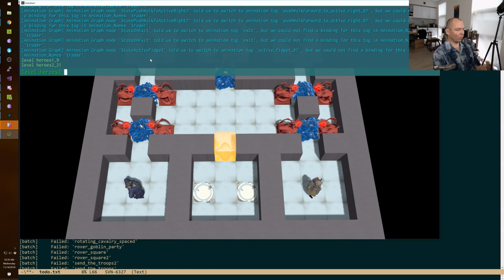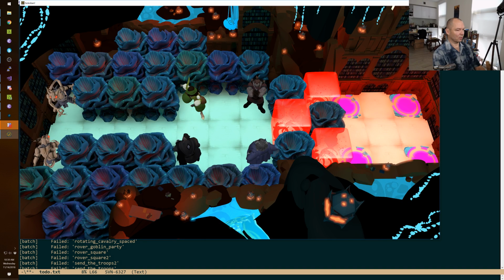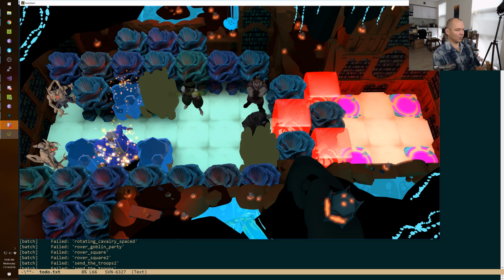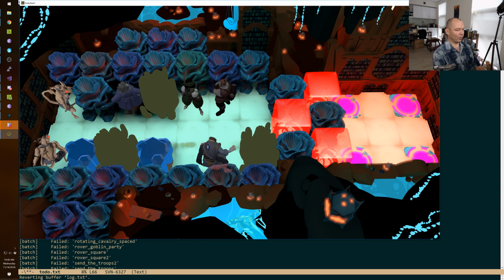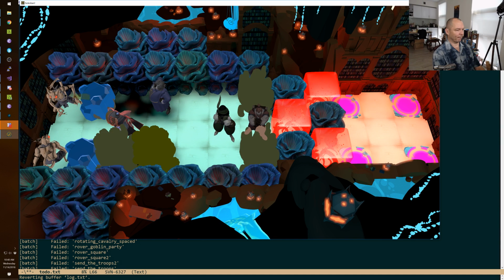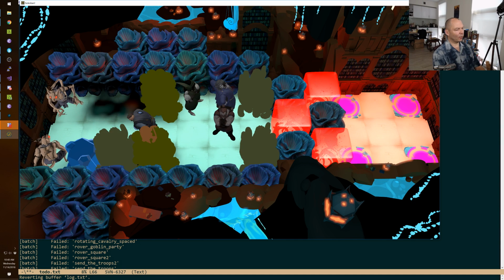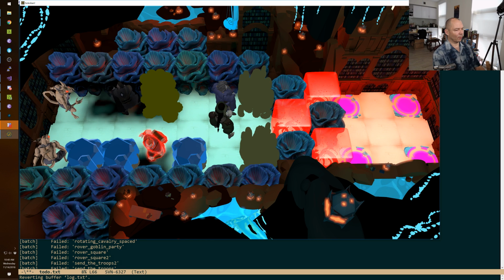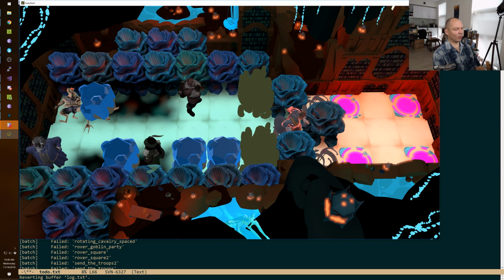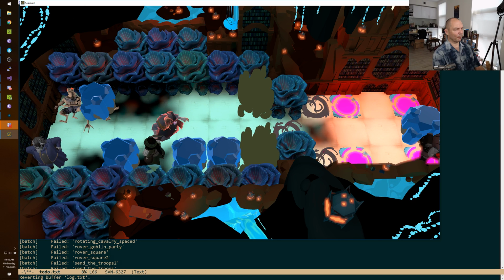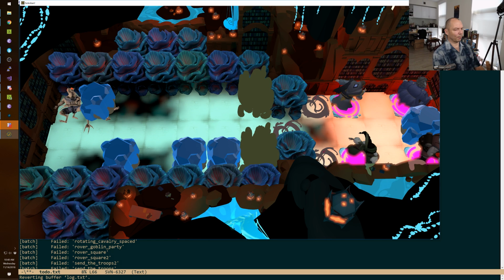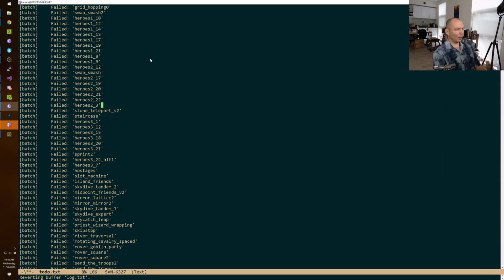Level heroes 318. Frickin' goblins slowing down my frame rate. I honestly don't know why it's as slow as it is. Oh, this is also not a release build, so that doesn't help. But it still should run a lot faster than it does. Okay, so that succeeded.